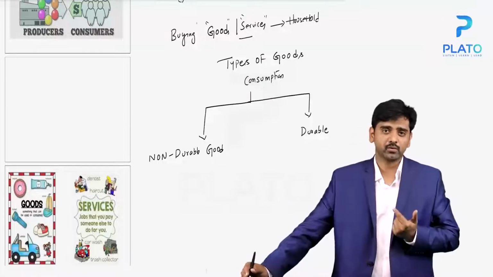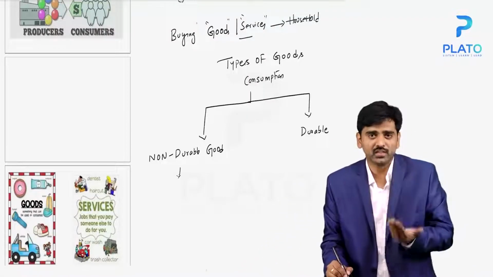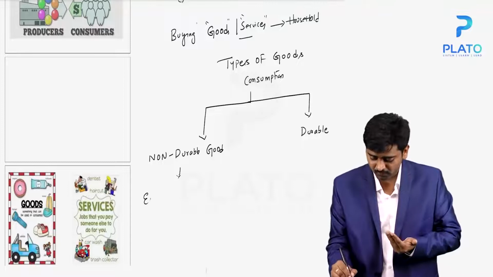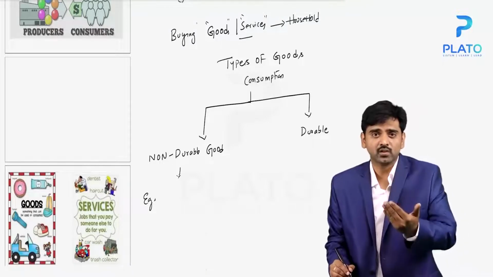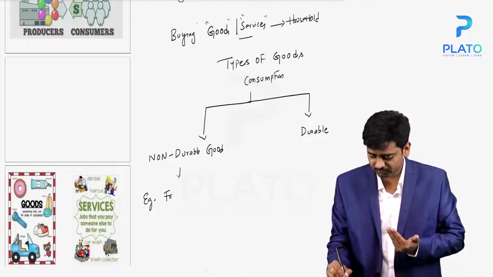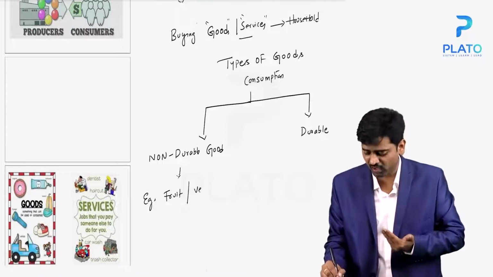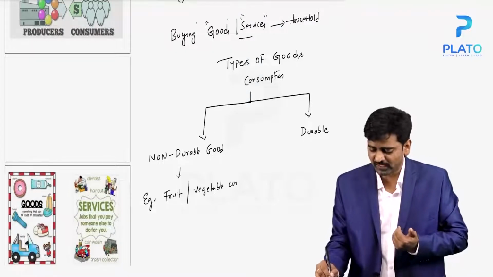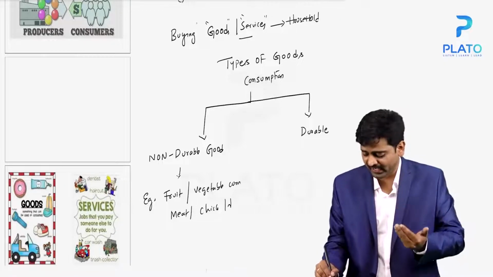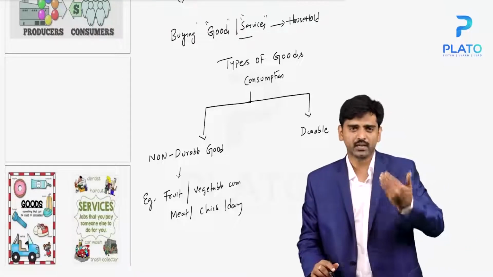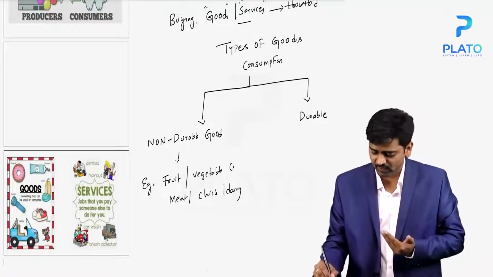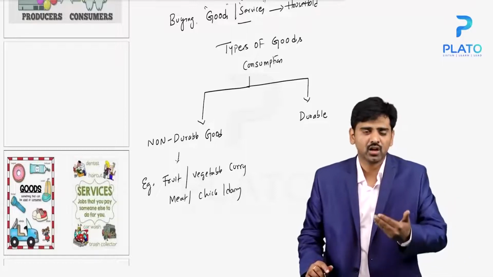So what do you mean by non-durable goods? Once we consume, it cannot be reused or recycled. Are you understanding, guys? Once you consume, it cannot be regained or retained. For example, if you eat any fruit, any vegetable, any vegetable curry, or if you use any meat, chicken, or dairy products. Dairy means milk, butter, ghee, cheese, pizza, whatever it is. Once you consume these items, can you retain or regain them?